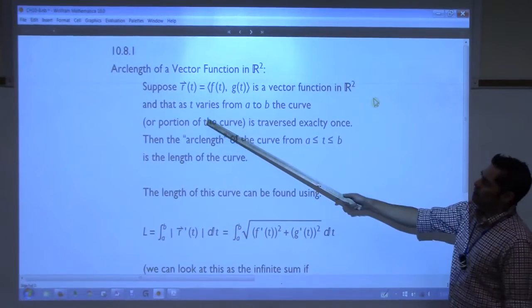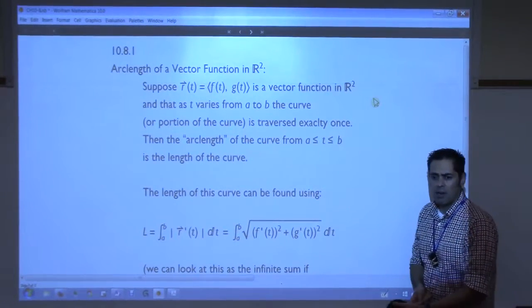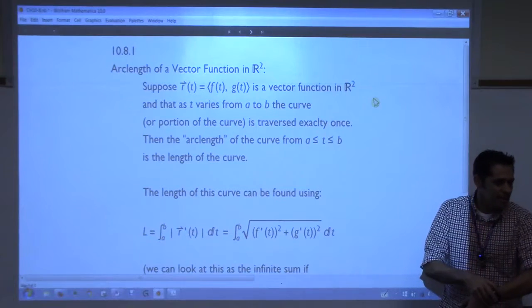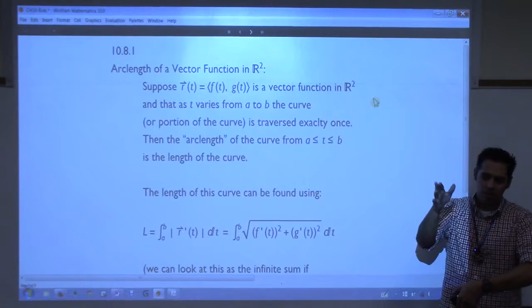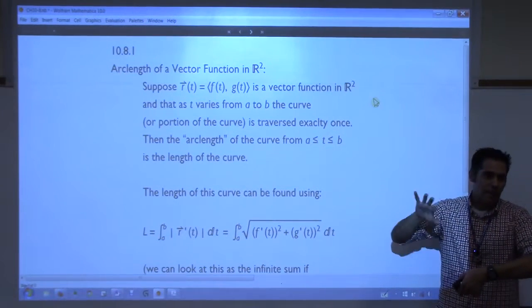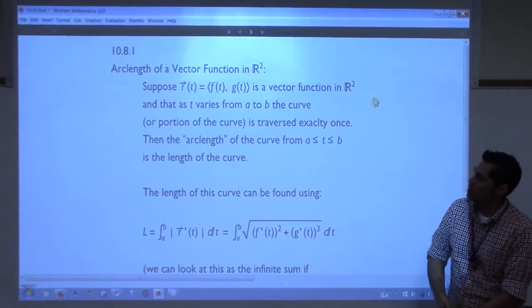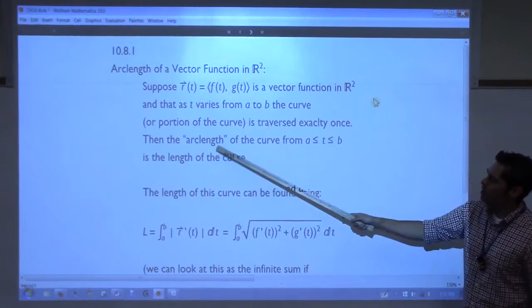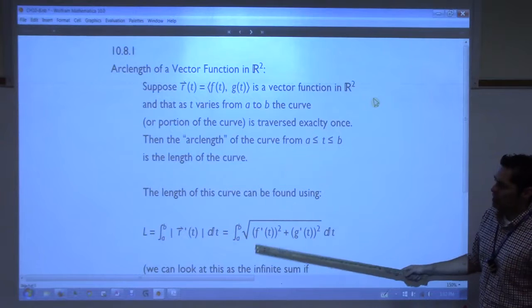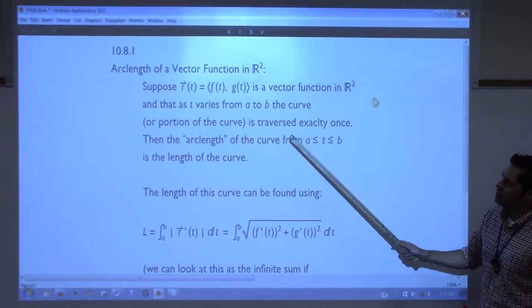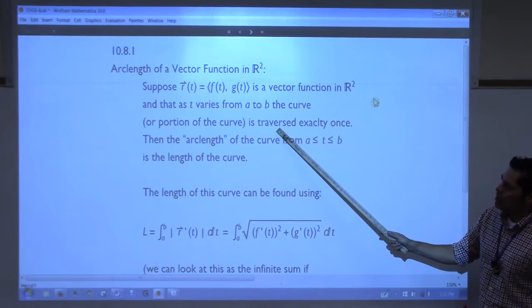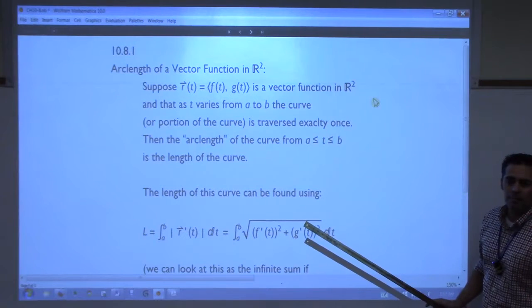If t varies from a to b, it's like you're starting the clock at time equals a, and then it starts drawing the curve, and you stop it at b. That curve lives in two-dimensional space. Then the arc length of the curve is going to be given by this formula. But it's important that you can only traverse the curve one time.